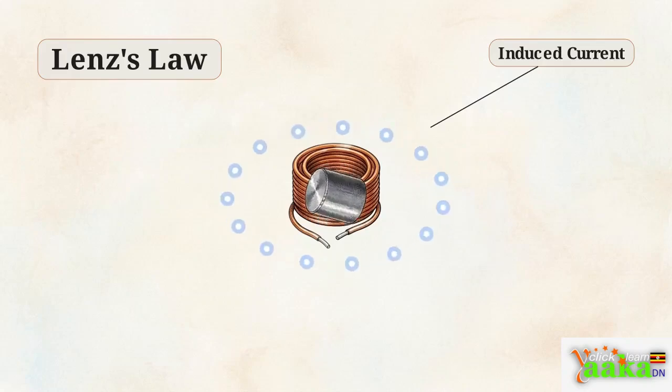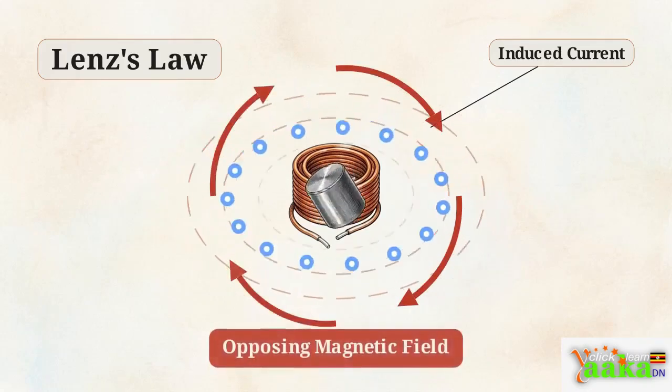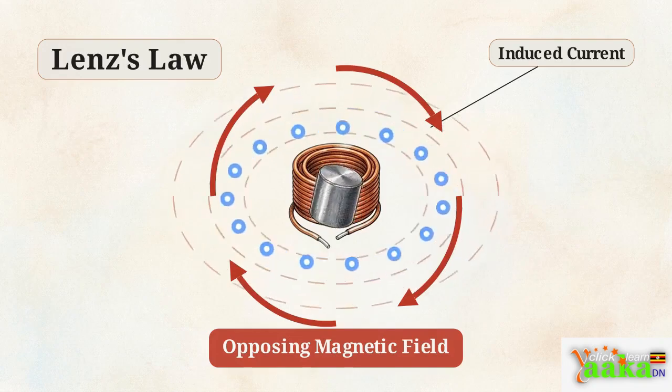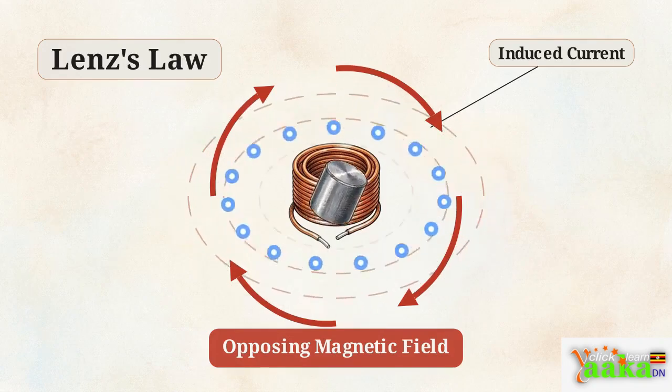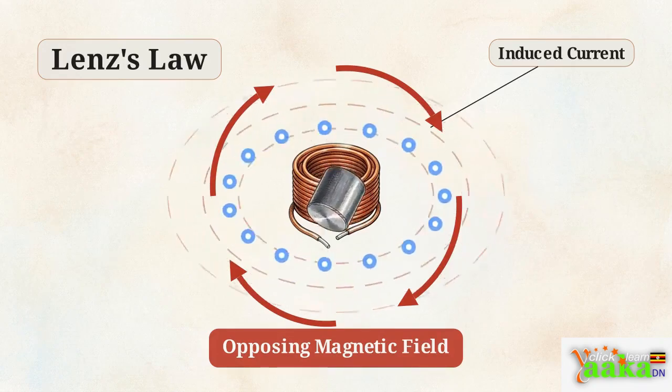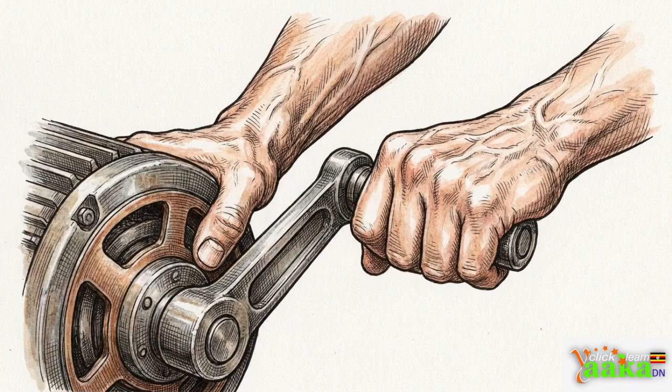Lenz's law explains that the current we just induced creates its own new magnetic field. This new field is oriented to oppose the change that created it, meaning it actively pushes back against the spinning magnet. Generating energy requires effort. You must continually exert physical force to overcome the opposing magnetic field you are creating.